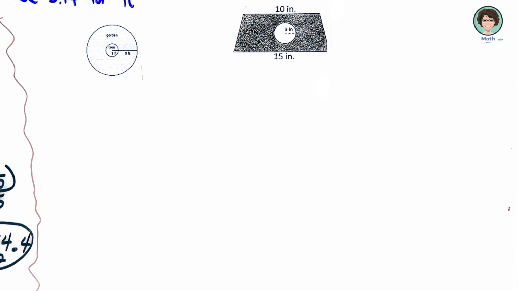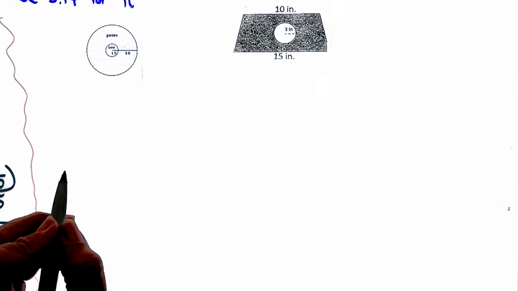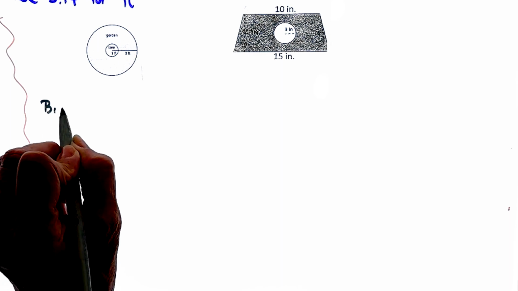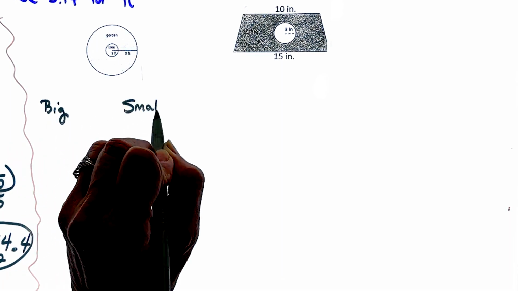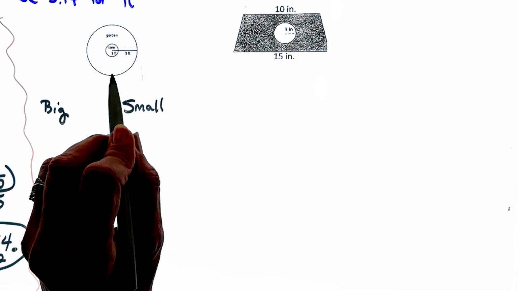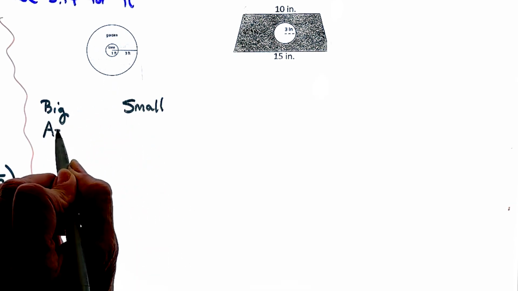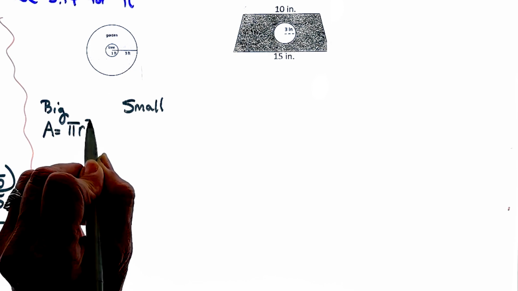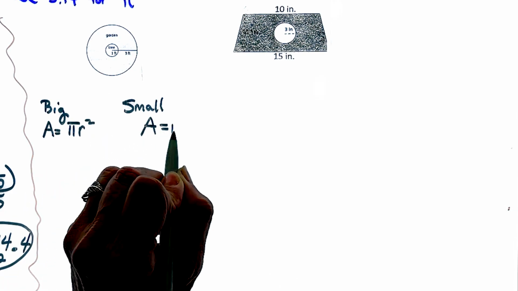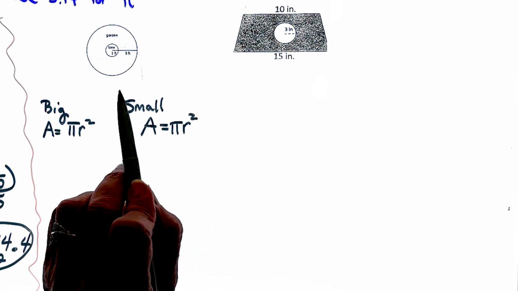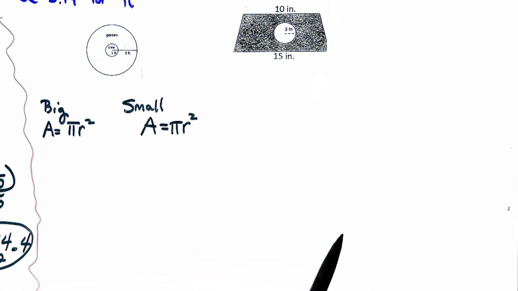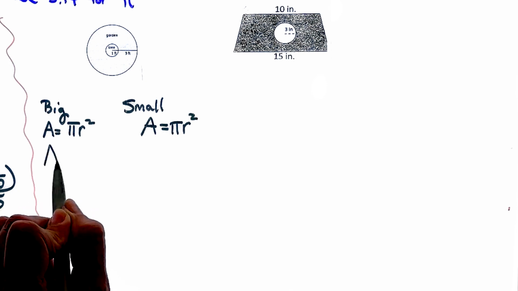So I'm looking at that, and I actually have two circles. I have a big circle, which is the garden, and I have a small circle, which is the tree. And both of those formulas would be area is equal to pi r squared for both of them, because they're both circles. And in the end, I bet you know that we're going to have to do a little subtraction problem. So let's substitute our values.